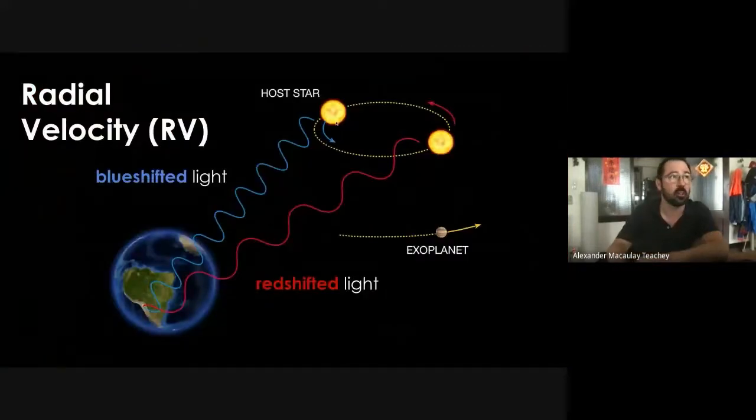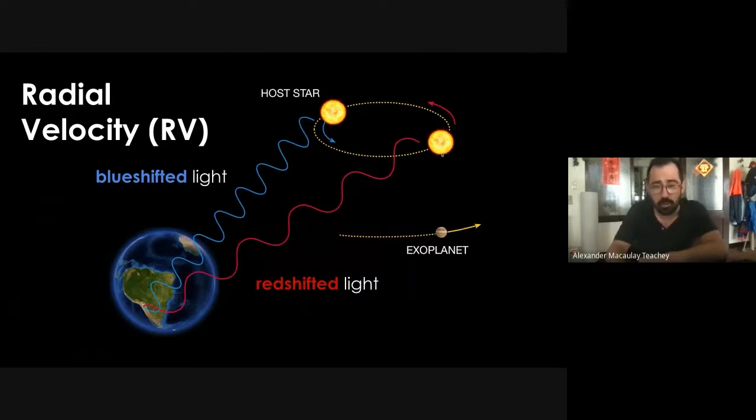And here's how it works. So as I said, the planet is orbiting the star. Star is pulling on the planet. Planet is also pulling on the star, and so the star is tracing out an ellipse. And so that means, from our point of view, sometimes the star is moving towards us, and other times the star is moving away from us.